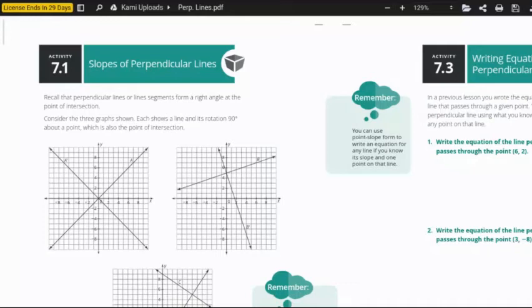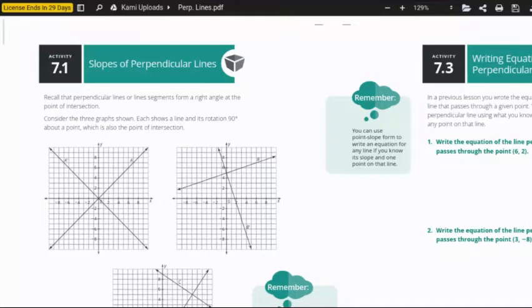Earlier this week, we discovered that a set of parallel lines will always have the same slope. That causes them to be increasing at the same rate, which is what makes them parallel lines so that they would never intersect. But today we're going to look at the relationship between the slopes of perpendicular lines.